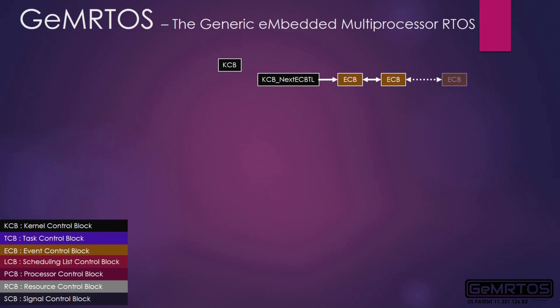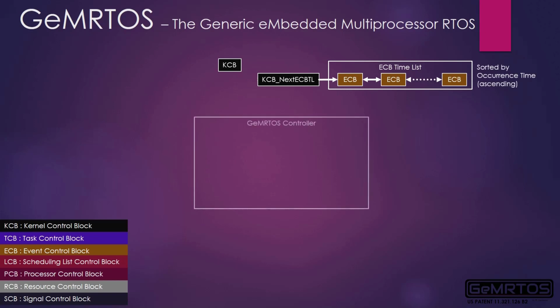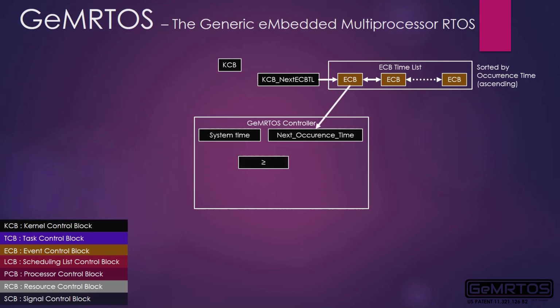The event time linked list supports timed events. The occurrence time of each event control block is used to sort them. The GeMRTOS controller implements system time internally, removing the need for a timer interrupt. The GeMRTOS controller compares the current system time to the closest occurrence time. If the system time is greater than or equal to the occurrence time of the first event control block, the GeMRTOS controller's interrupt module sends a processor interrupt.